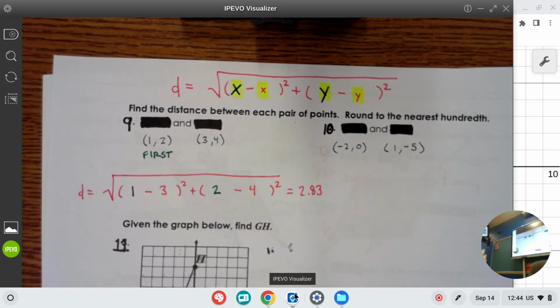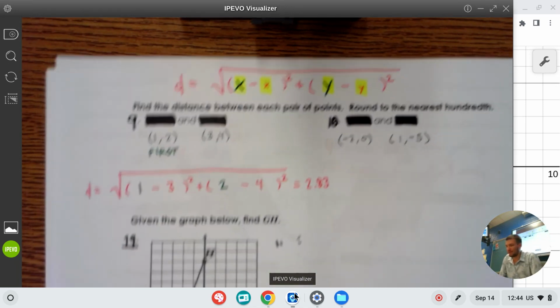Welcome back. Make sure you catch up. The stuff you missed, you'll have to do on your own, as it will be graded for accuracy.